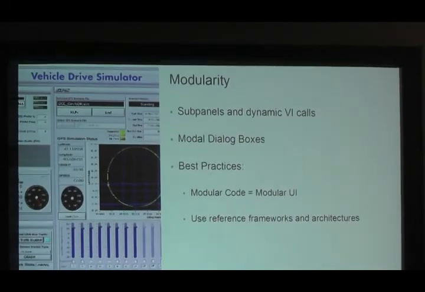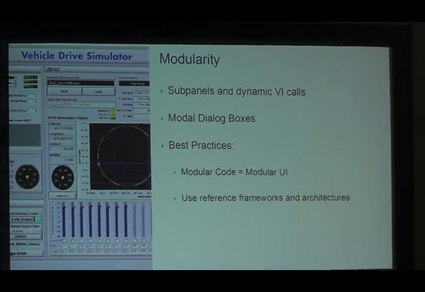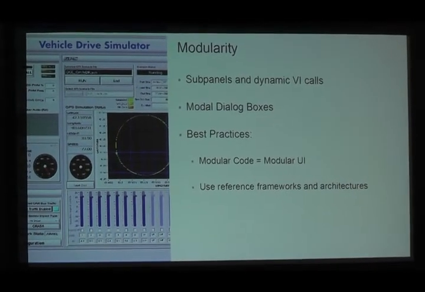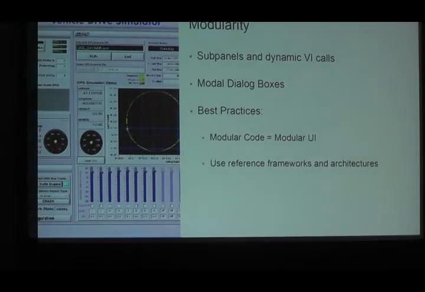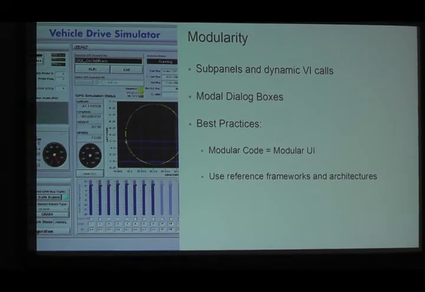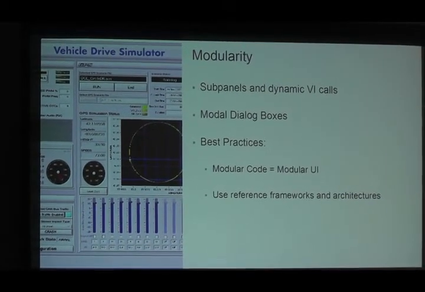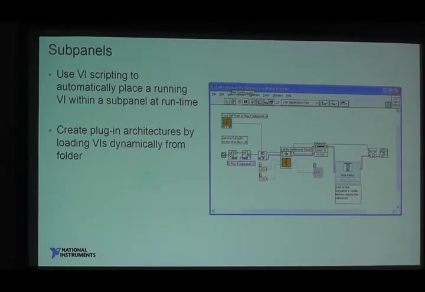And then finally, I want to talk about modularity real quick. So modularity can be a tricky one because the modularity of our user interface is often reflected by the modularity of our application. So the first step to getting a modular user interface is to make a modular application. We actually have best practices when it comes to software architecture and reference frameworks. So modular code equals a modular UI. Use reference frameworks and architectures.